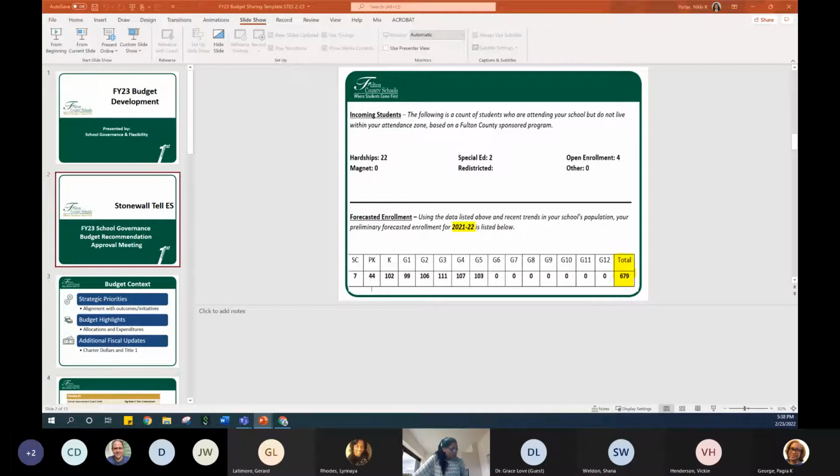This was our projected enrollment for Stonewall Tell Elementary School for this school year. Currently, as of today, February 23rd, we only have 646 students compared to what was projected. Our numbers are still close to projections in grades 3, 4, and 5. Grade 3 projected at 111, but we have 109. Grade 4 projected at 107. We currently have 109, and grade 5 projected at 103, and we have 104.